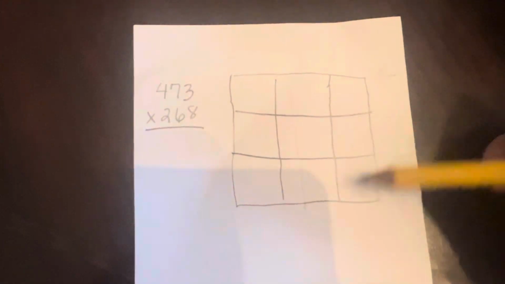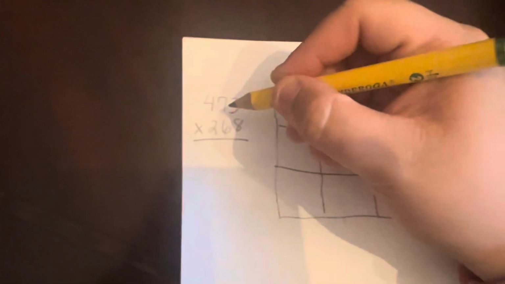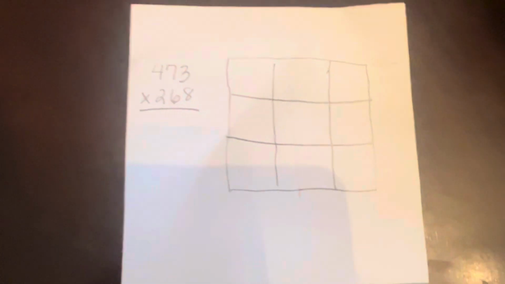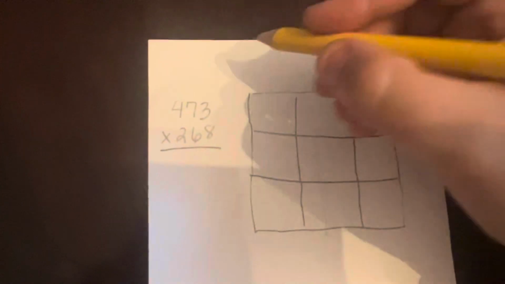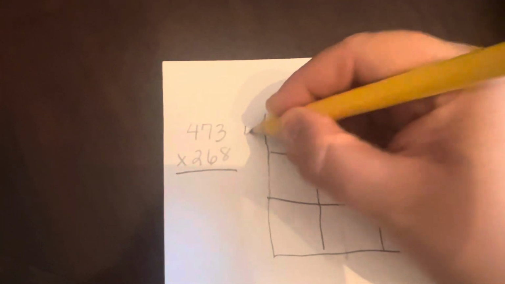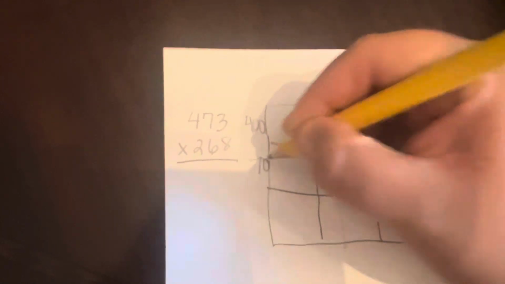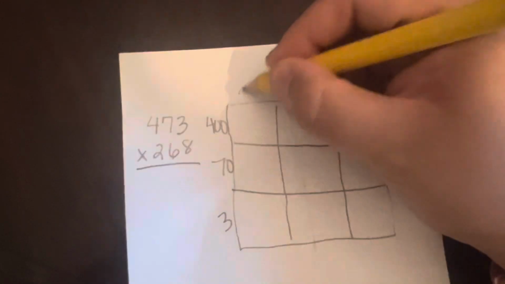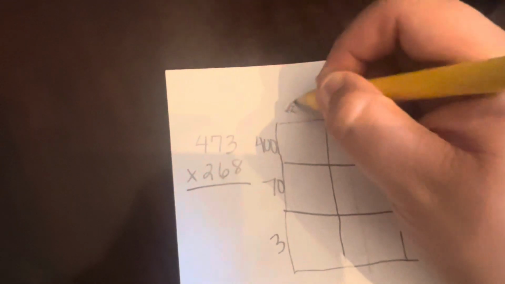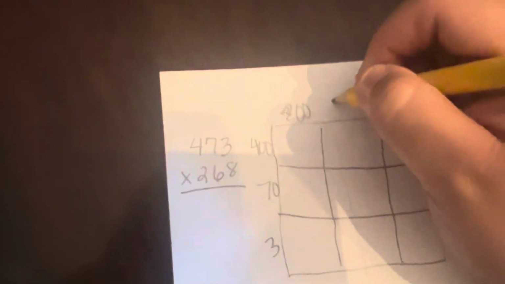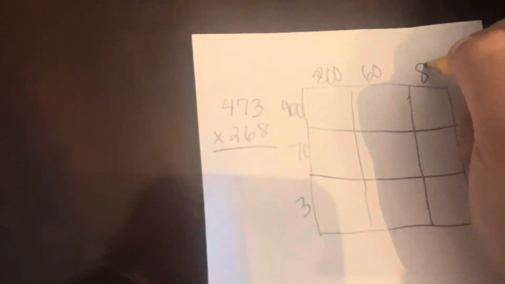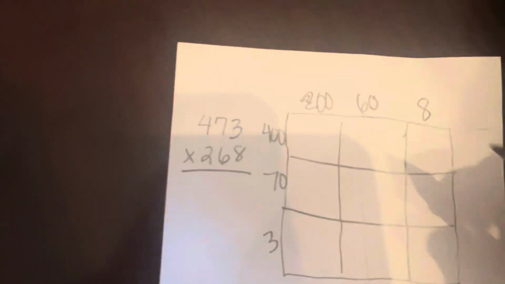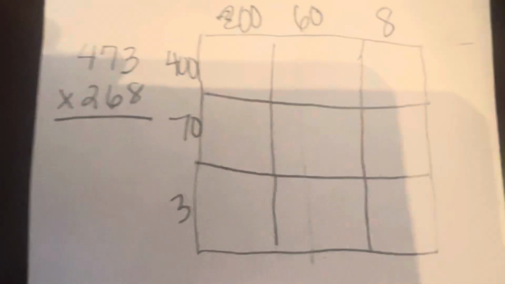So it has 3 by 3, 3 rows, 3 columns. Let's take this first number and break it down into its expanded form. Remember expanded form, like the accordion? 473 would be 400 plus 70 plus 3. And then 268 would be, oh my God, writing with one hand, 200 plus 60 plus 8.